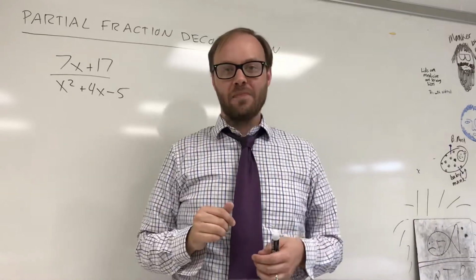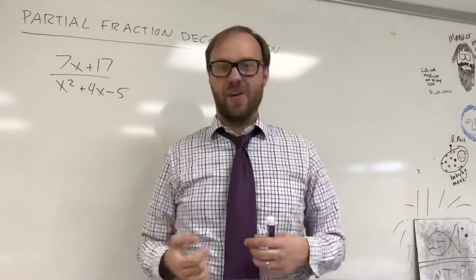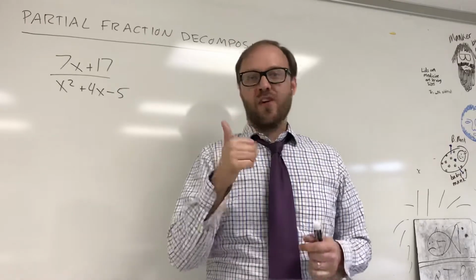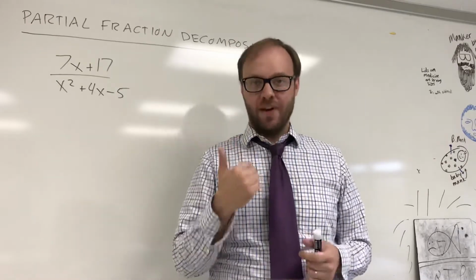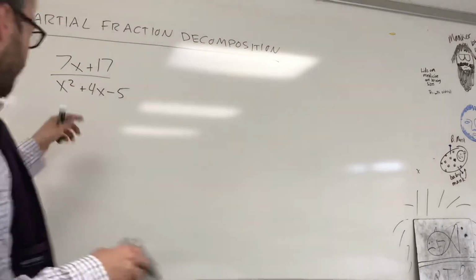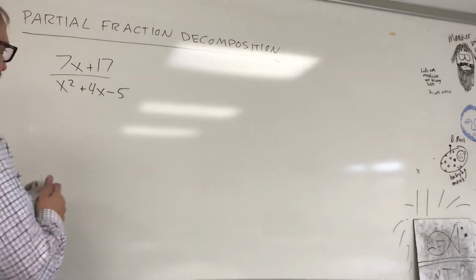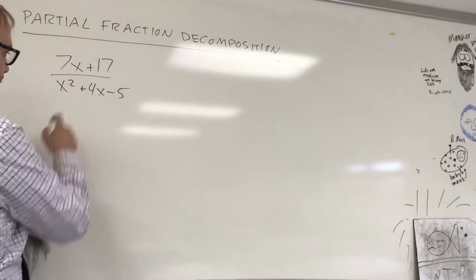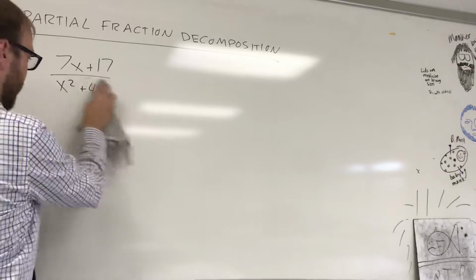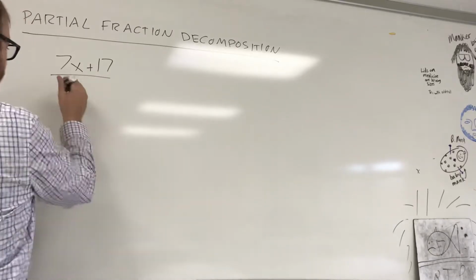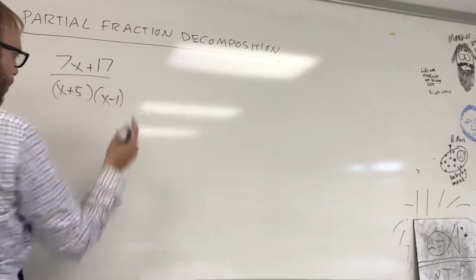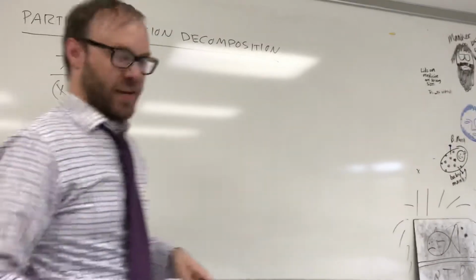Now I still think that's not very clear, so let me talk a little bit about what's going on here. You're always going to start out by trying to factor your denominator if it can be factored. This denominator can be factored. If I factor this denominator, it's going to be the quantity x plus 5 times the quantity x minus 1. And here's the concept.